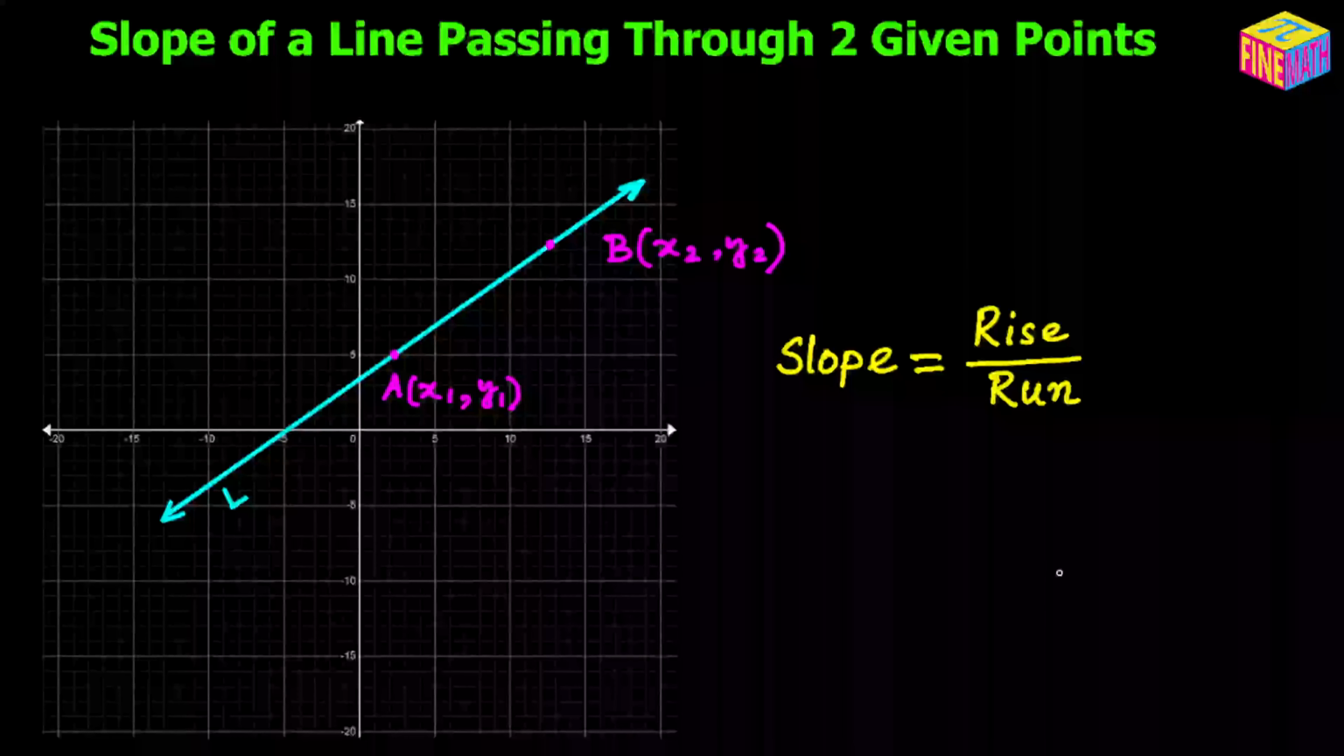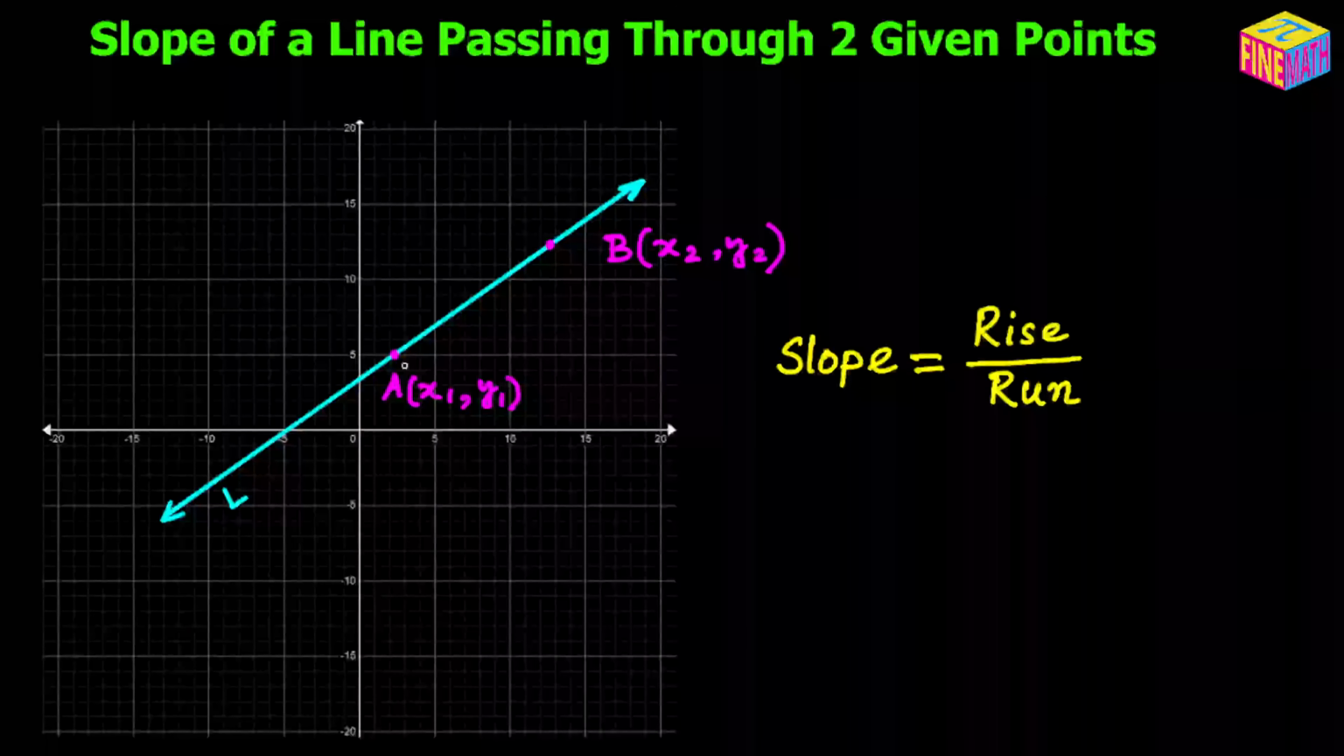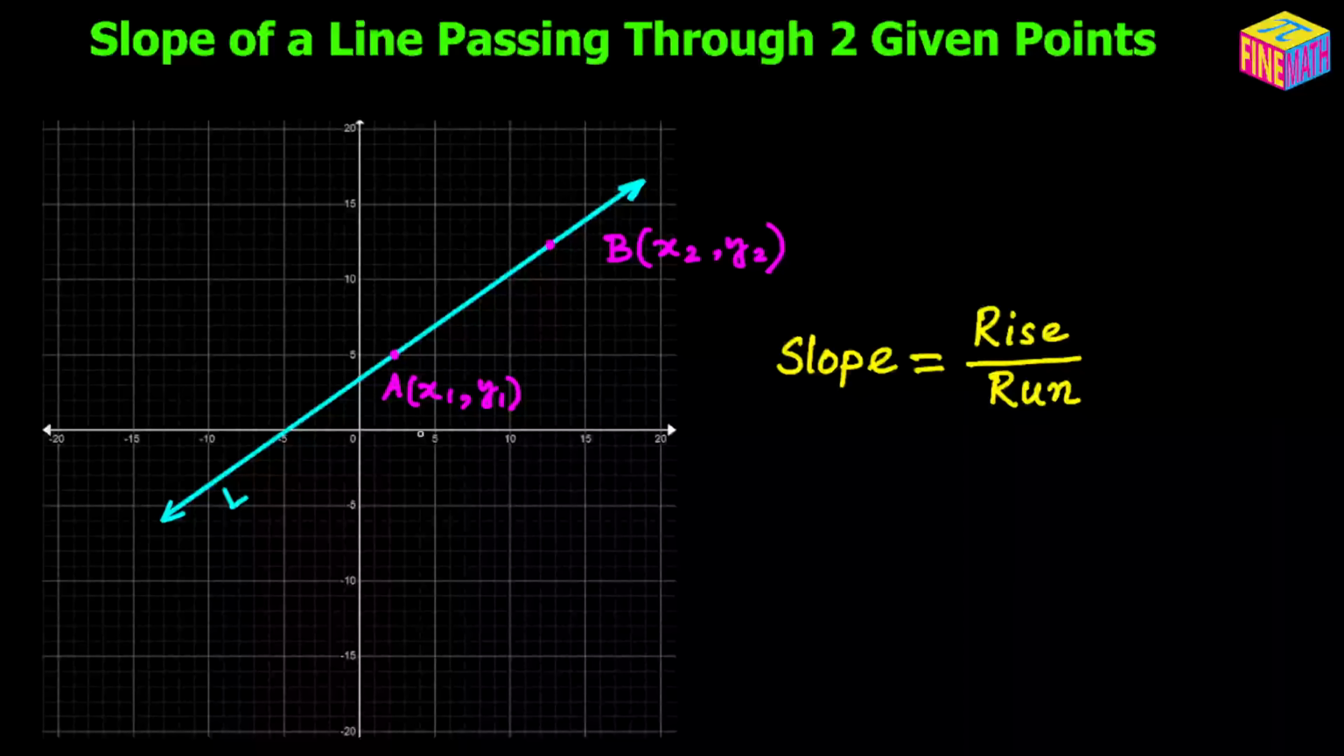Hi everyone, in this video we are going to discuss how to find the slope of a line which is passing through two given points. So in this example I have taken 2 points, point A and B, which are on this line. The line name is L and the coordinates of both A and B have been provided. The coordinates of A are x sub 1, y sub 1 and coordinates of B are x sub 2, y sub 2. Now we have to find the slope of this straight line.